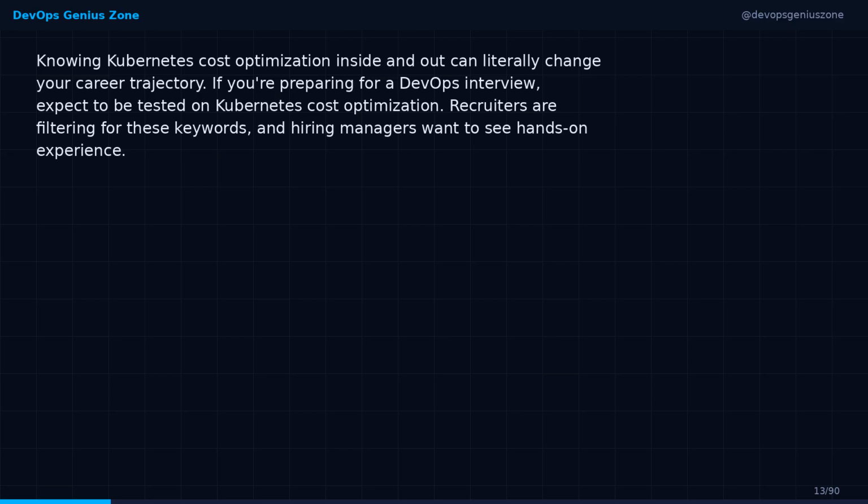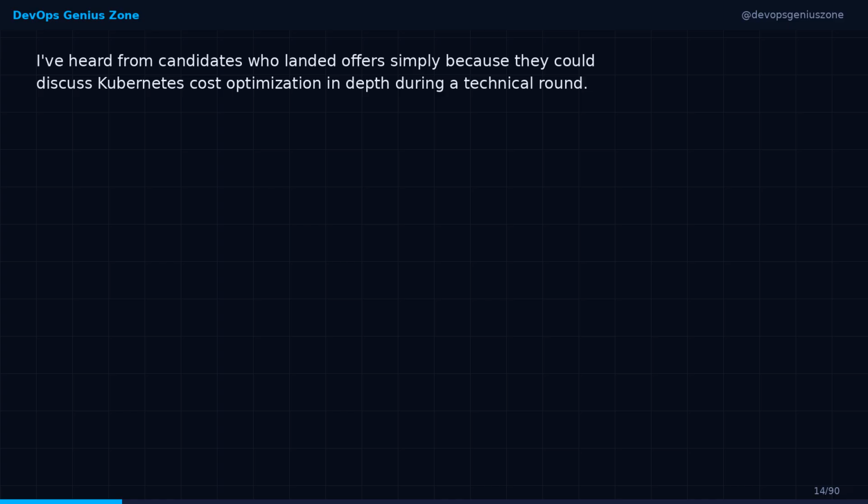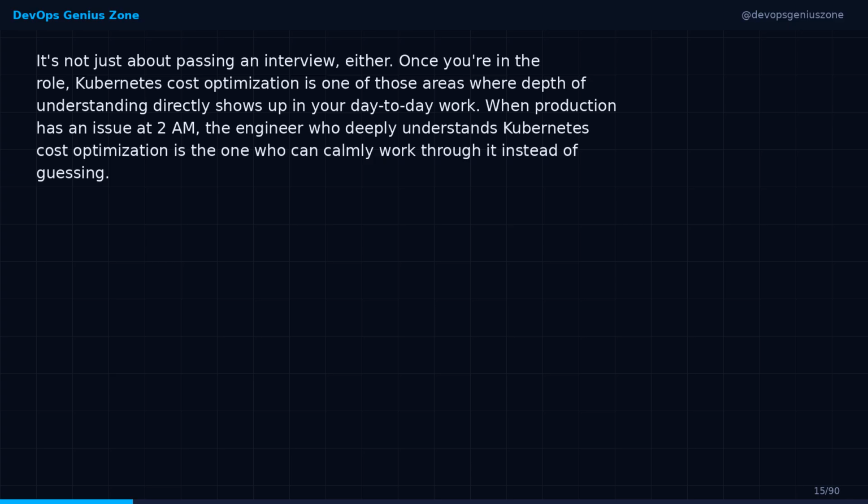Once you're in the role, Kubernetes cost optimization is one of those areas where depth of understanding directly shows up in your day-to-day work. When production has an issue at 2 a.m., the engineer who deeply understands Kubernetes cost optimization is the one who can calmly work through it instead of guessing. That reputation follows you. It's how junior engineers get trusted with bigger systems, and how mid-level engineers get considered for senior roles. Companies promote people who reduce risk, not people who just keep things running by luck.